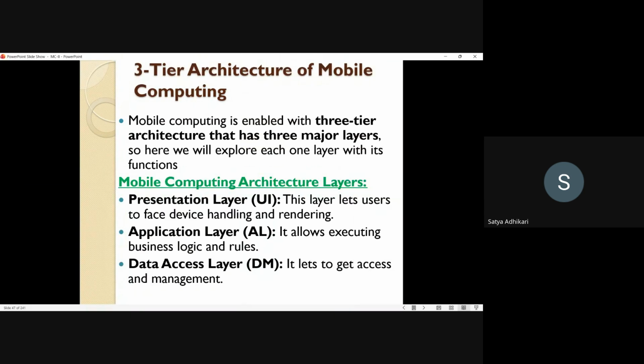And the last one is the data access layer. It lets us get access to and manage the actual data. So there are three different layers in mobile computing architecture. These are known as the mobile computing architecture layers.